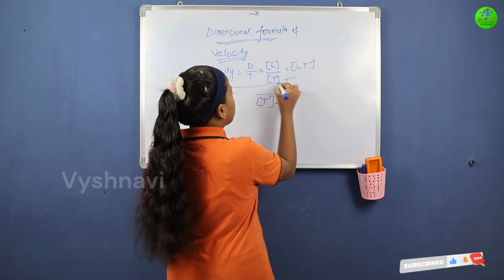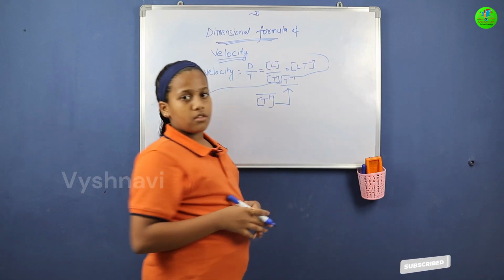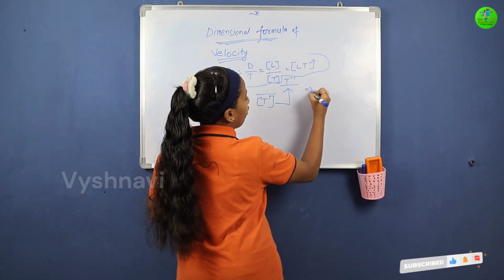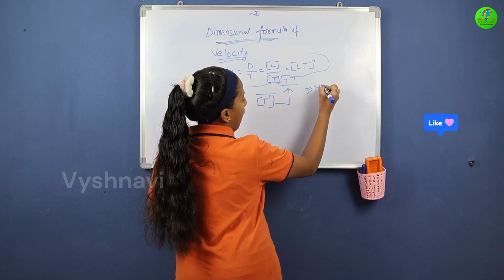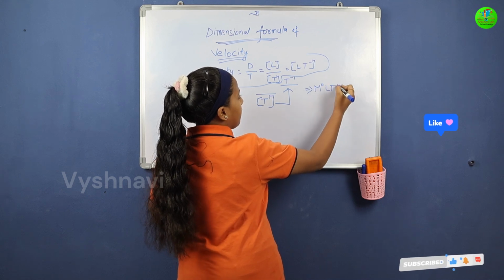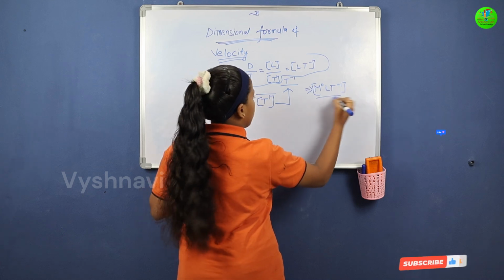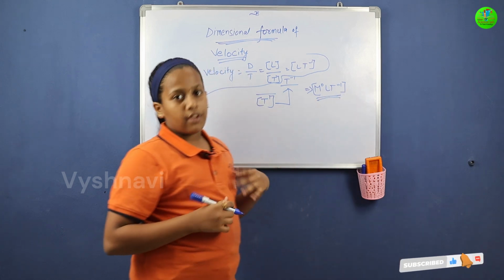Here in this process, no mass is used. Mass is not there. So, the formula is M naught L T power minus 1. M naught L T power minus 1 is the formula of velocity.